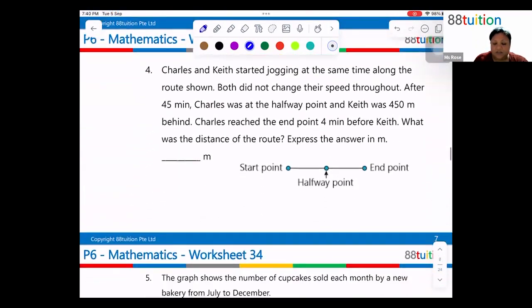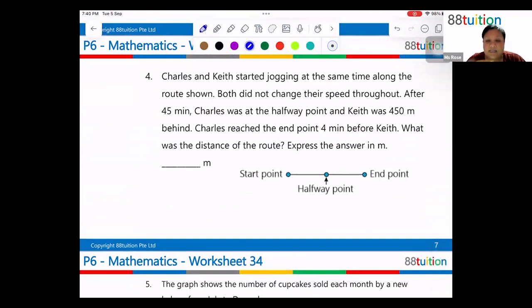Okay, question 4. Question 4 is a speed question. So you have two people, Charles and Keith, who started jogging at the same time along the route shown. Both did not change their speed throughout. So this is an important question. Oh, Brian says it's a trick question. Let's see whether it is a trick question.